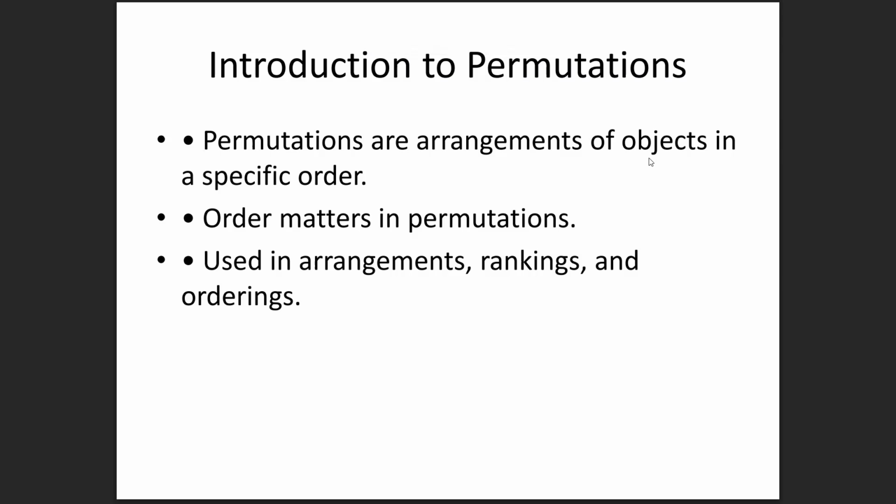Suppose I have some objects, and we need to arrange them in a specific order. It means those objects are not in the correct order; they are in jumbled order. We need to arrange them in a specific order. For that purpose, how many arrangements are required in order to arrange those objects in a specific order? That is what permutation tells us. Order matters in permutations. Coming to permutation, order is very, very important, and there are many orders for arranging different objects.